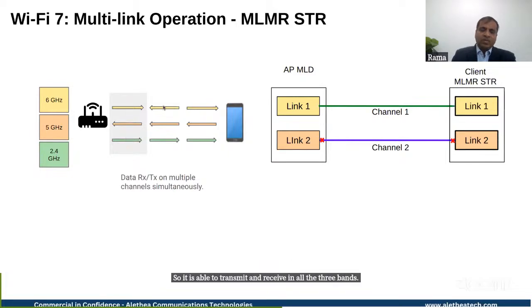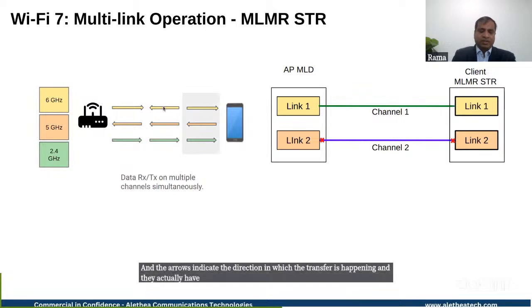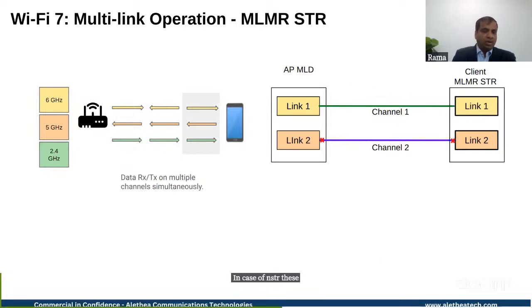And the arrows indicate the direction in which the transfer is happening, and they actually have no relation to each other. In case of NSTR, these arrows would all have to be in the same direction. So this is the flexibility that is provided with MLMR STR, and it's probably the more complex of everything.